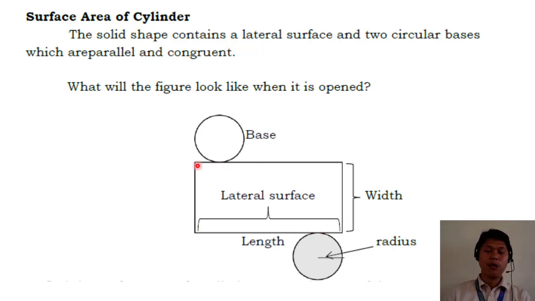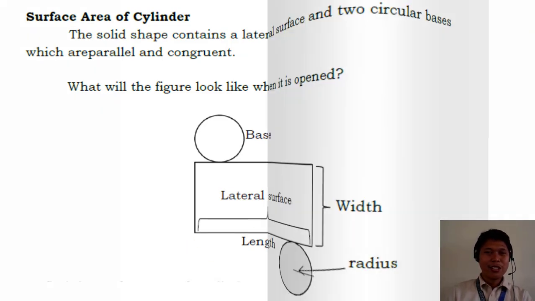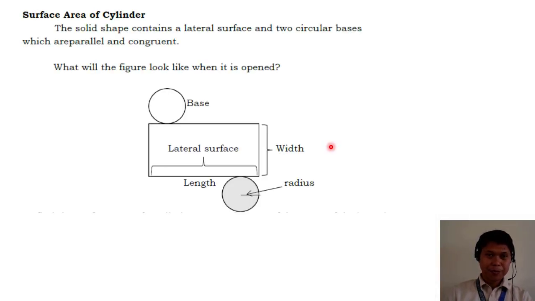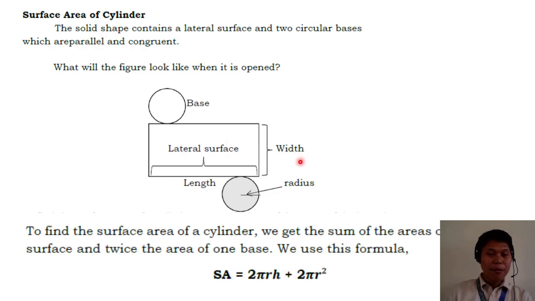which is actually a parallelogram or a rectangle. So this is the length and this is the width. So if you are going to come up with a formula, it is 2 times pi r h. Where is it coming from?